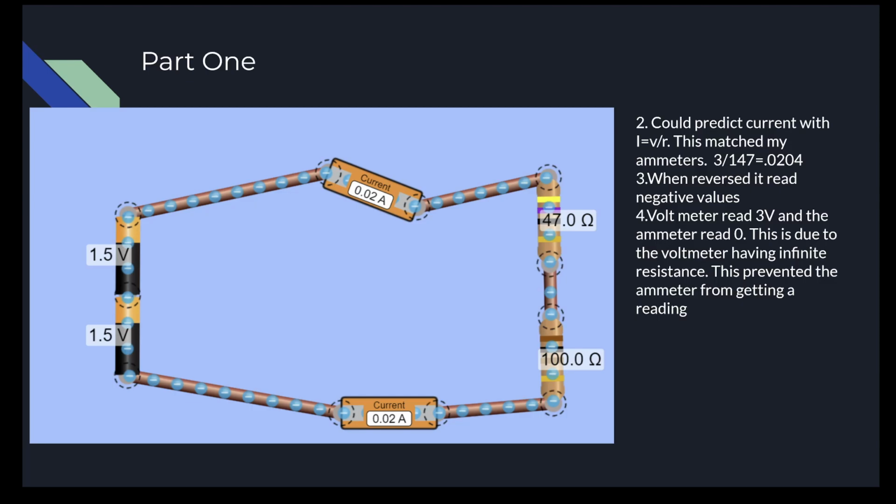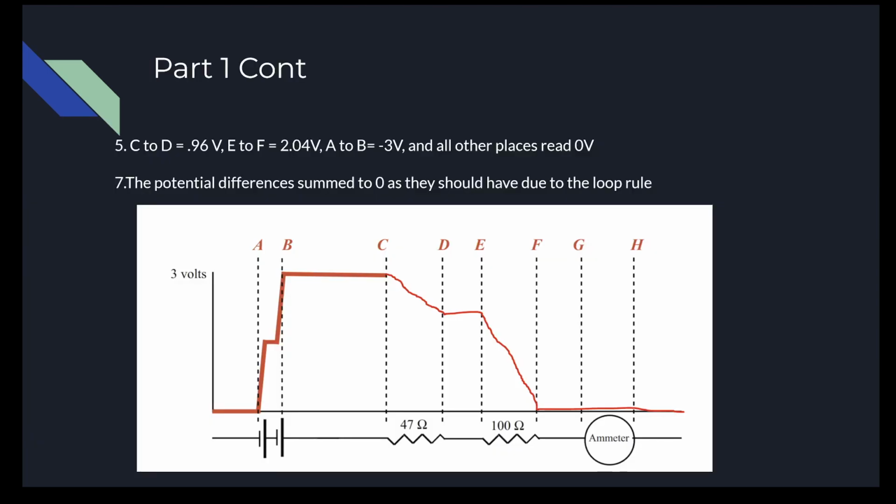Next, I was asked what would happen if the ammeters reversed. This changed the sign of the results. Problem 4 asked me to connect the voltmeter in series with the circuit. This caused the voltmeter to read 3 volts and the ammeter to read 0 volts. This is a result of the voltmeter having an infinite resistance preventing current flow through the ammeter.